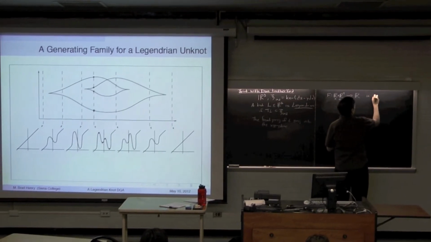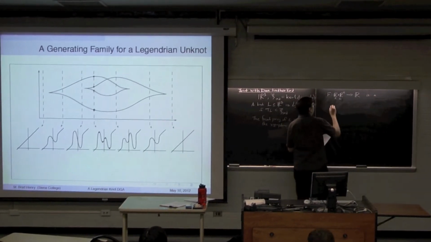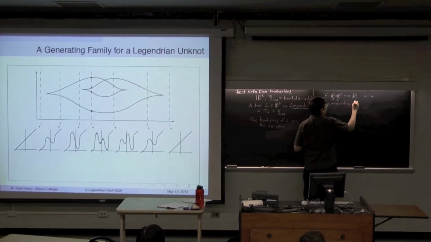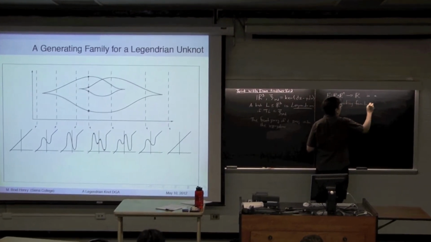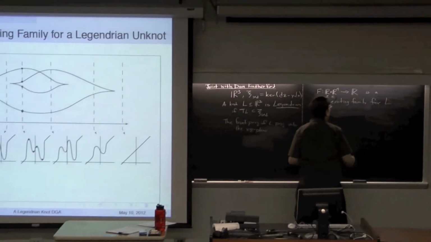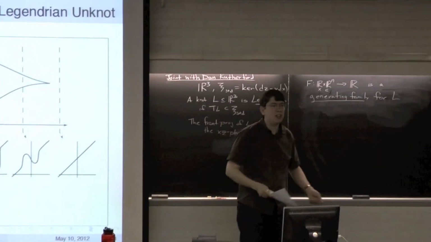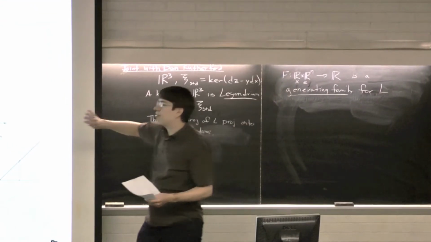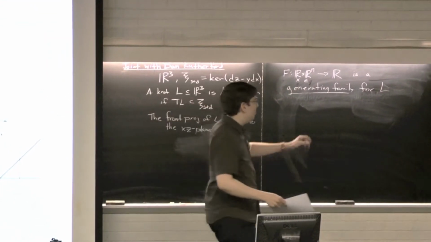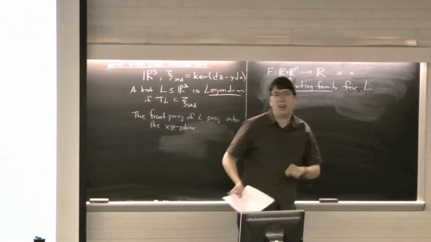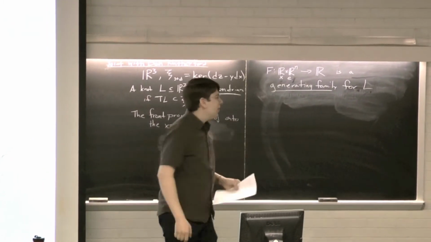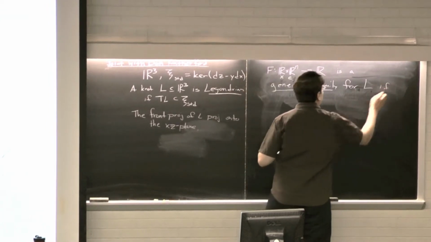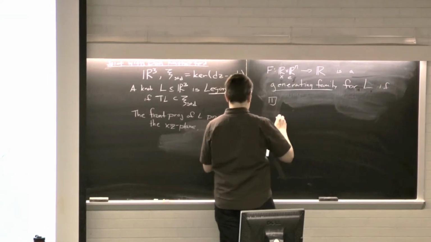Okay. And I'll leave a space here for some words I'm going to add. Is a generating family for a knot L. And I'm going to be a bit sloppy here. I'm going to let L denote both the knot sitting in 3-space and its front projection. Here I'm actually talking about the knot sitting in 3-space. Okay, so the generating family for L, if, I have three criteria here.